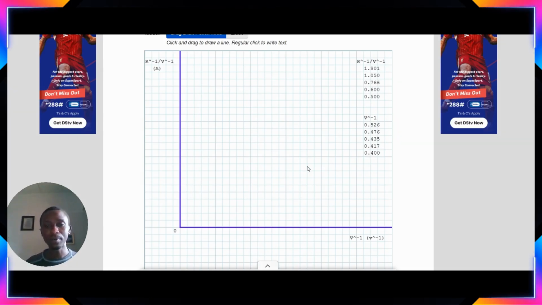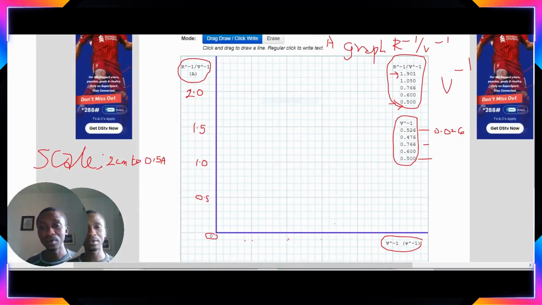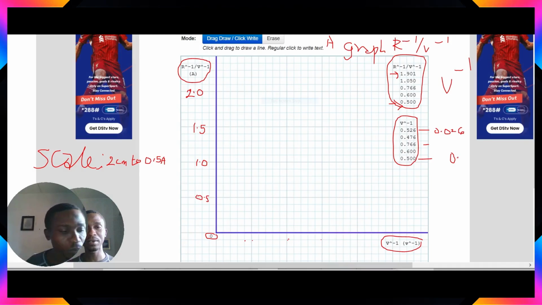Okay, now plotting the graph. Let me bring the values here as well. So the first is correct, the second is correct. The third is 0.435. The next is 0.417. And the last one is 0.400. So now we are going to plot.